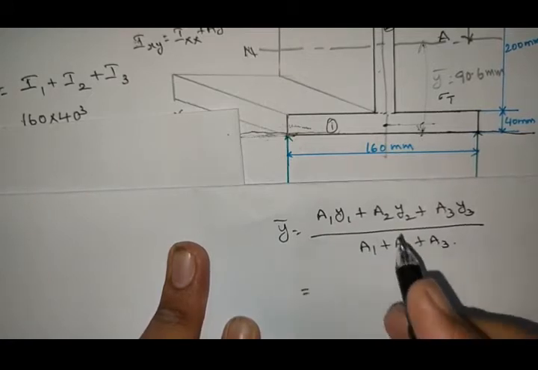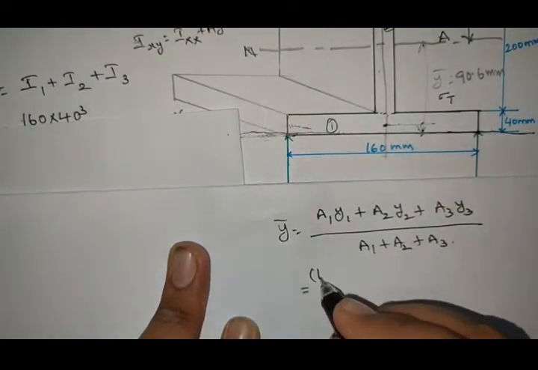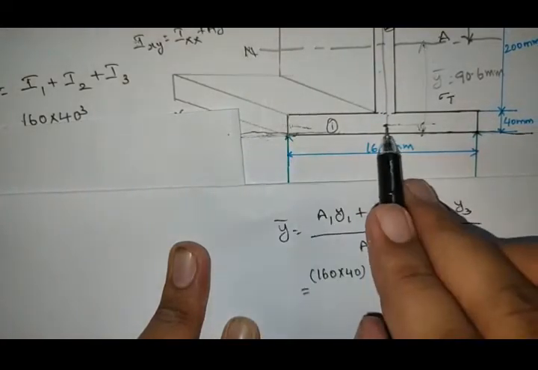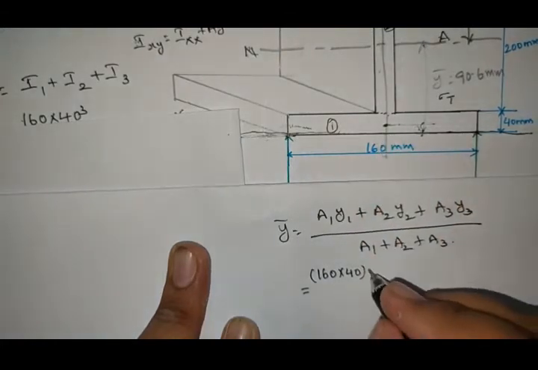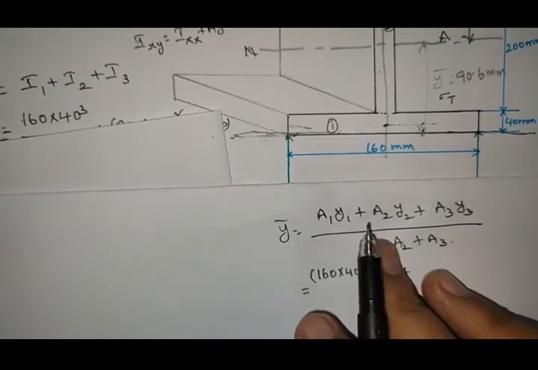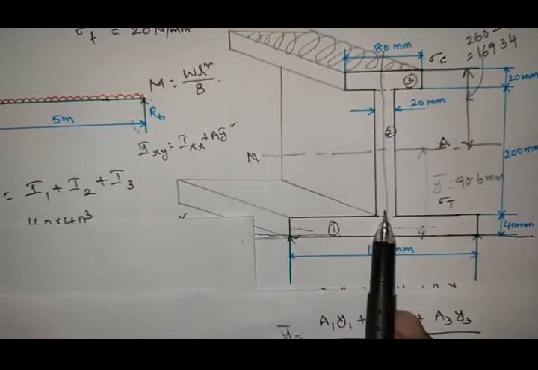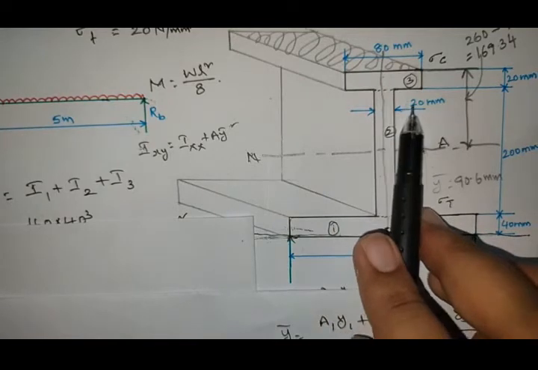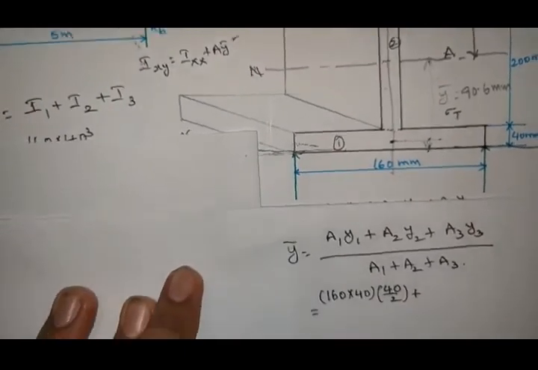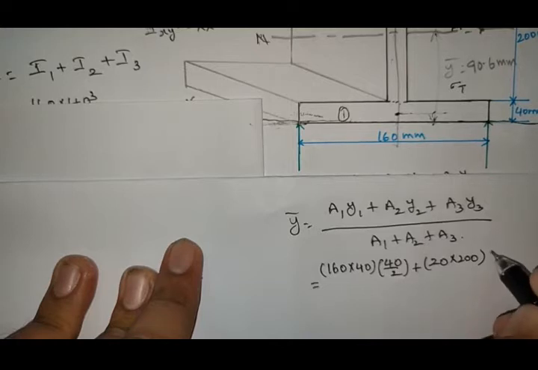So that equals to, for the first section a1, 160 into 40 into y1. So for this rectangle, the centroid will lie at 40 by 2, plus a2. So for the second section, now see, so this is the second section. Length is 20 and depth is 200 mm. So now write the area. So 20 into 200 into y2.